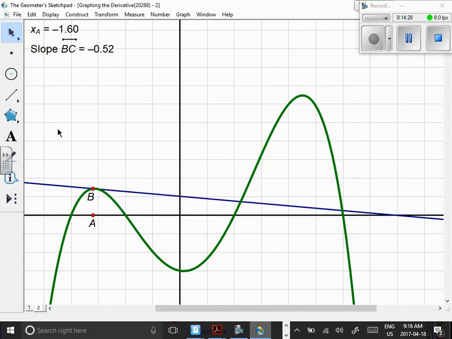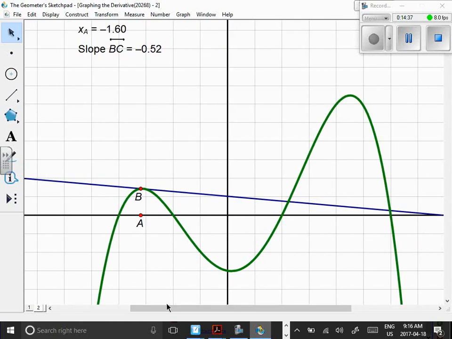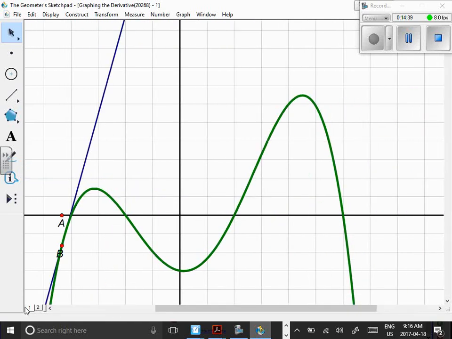Okay, so this is a different function. No, that's not the original function. Doesn't matter. Let's look at this. We'll look at this one. Doesn't matter, because we can do this anyways.